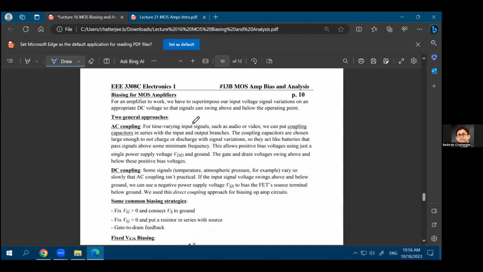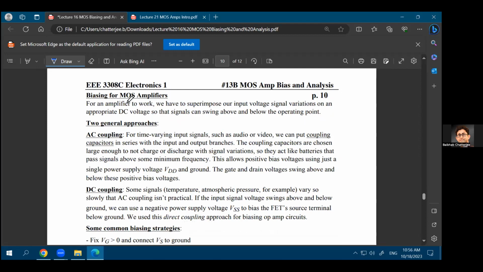A few other things that we want to discuss first: the biasing for MOS amplifiers. How do you actually do a biasing of a MOS amplifier? There are two general approaches. One is called AC coupling, that will couple the AC signal separately than the DC signal. Again, a few examples we have looked into when we were solving your homework number 3. And there is another approach called DC coupling.